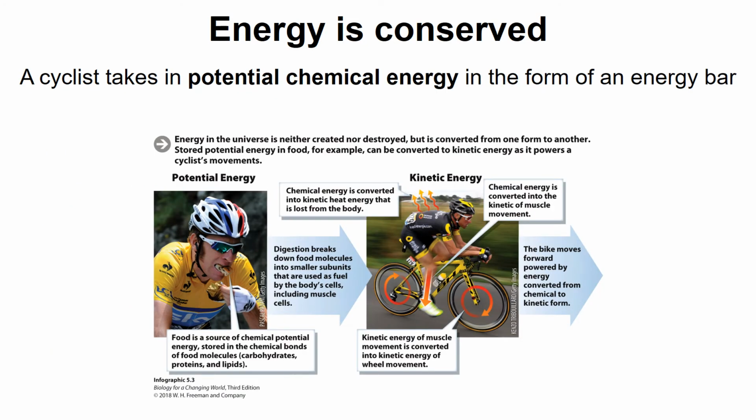Now, in this example that your book uses, we're talking about a cyclist, and this cyclist is going to be consuming a granola bar. In that granola bar, it has potential chemical energy, right? Because that bar is made out of carbohydrates. And if you guys remember, carbohydrates are basically big molecules that are made out of a bunch of glucoses that are bonded together. Okay, so again, whenever the cyclist is consuming the granola bar, it's basically consuming potential chemical energy, right? So it's basically the energy that is stored in chemical bonds.